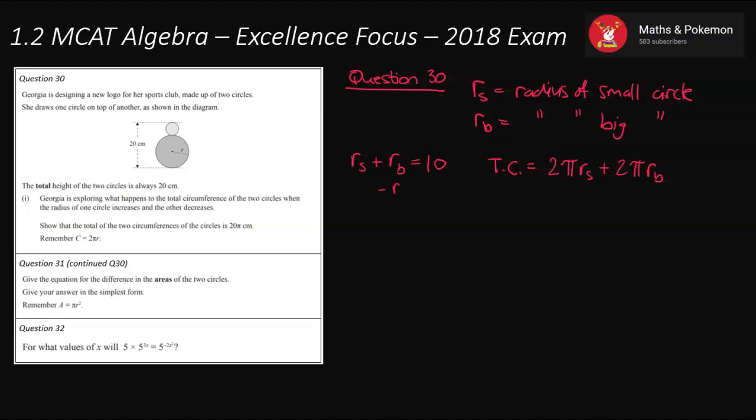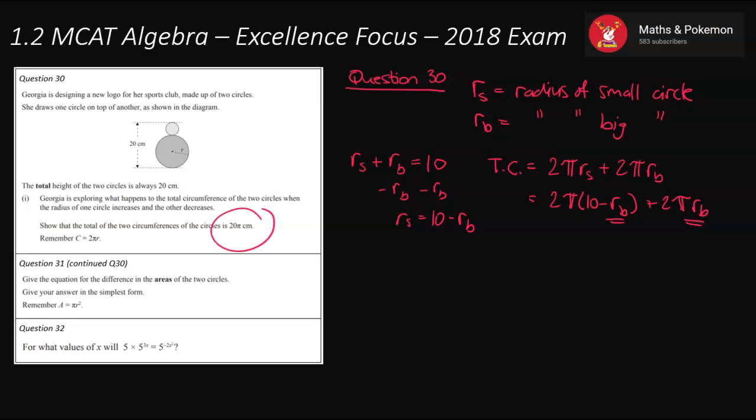I'm now going to do minus RB. So RS will be equal to 10 minus RB. And the reason I'm doing that is I want to substitute in RS over here, and that will leave RB, or the big radius, as the only variable in that expression. So I'll show you what I mean. This RS is going away, and I'm putting in 10 minus RB in its place. So we've got 2 pi bracket 10 minus RB plus 2 pi RB, and you can see RB is the only variable left, and that's kind of what we're aiming for.